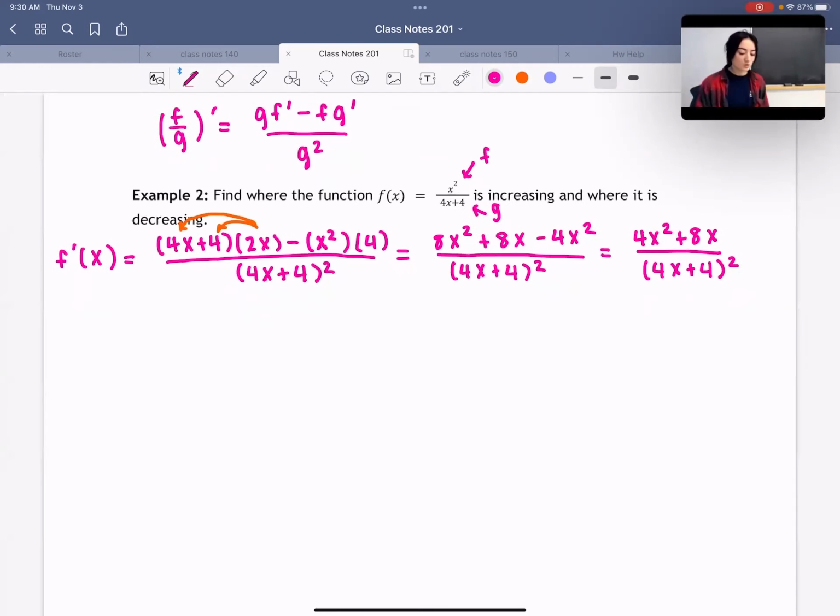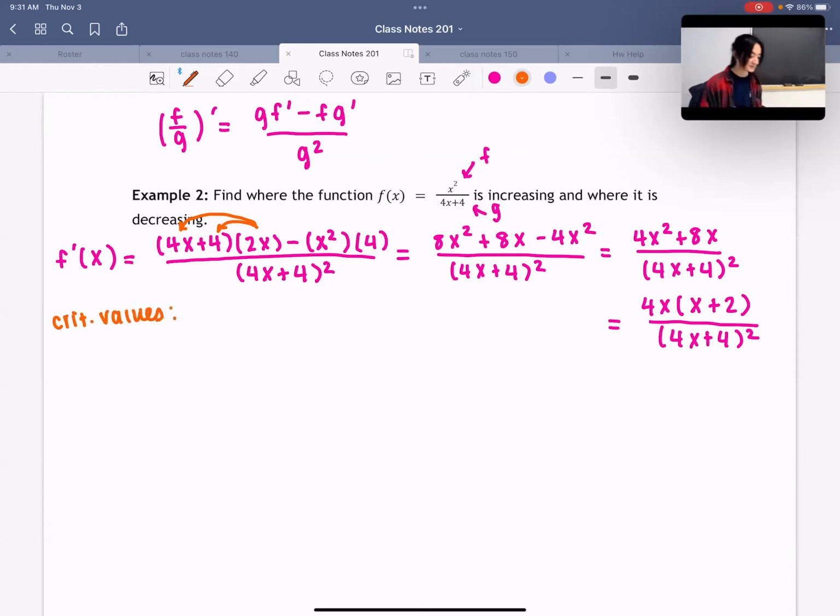Okay. Once I'm here, I'm going to do one more step that might look a little weird, but I'm going to factor out the numerator. Okay. What can I factor out of the numerator? 4x, right? So that becomes x plus 2. So 4x times x plus 2 over 4x plus 4 squared. All right, so everything's all factored out on f prime. So we have the derivative. Next, what we have to do is figure out our critical values, right? So let's find our critical values.